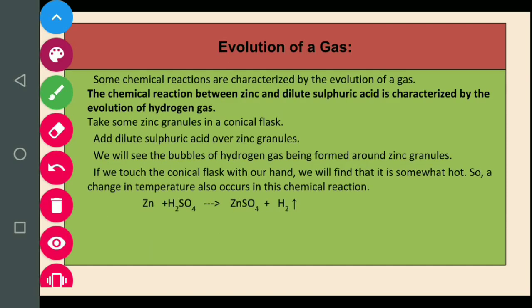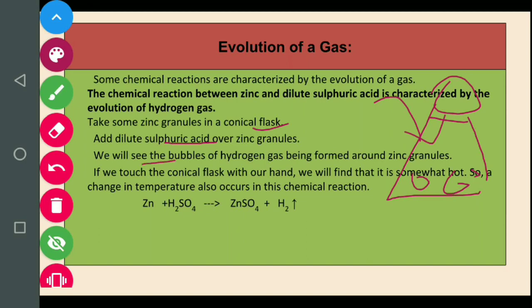Now first is the evolution of gas. Some chemical reactions are characterized by the evolution of gas. Let's take an example here: zinc plus sulfuric acid. When zinc is added to sulfuric acid, there is an evolution of gas. Here an experiment is shown. We take a conical flask and put some zinc granules in it. We add sulfuric acid to it.